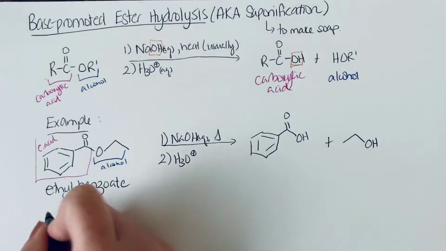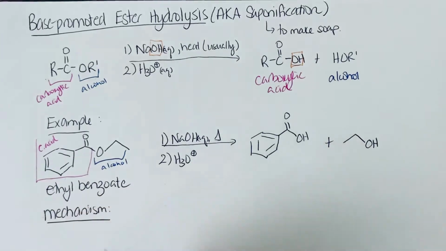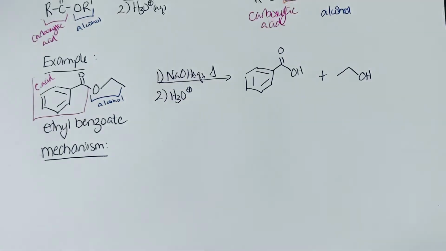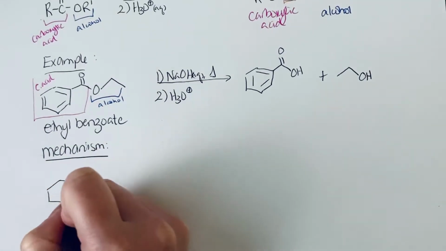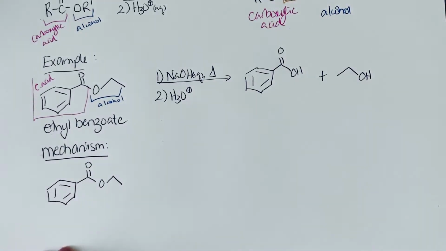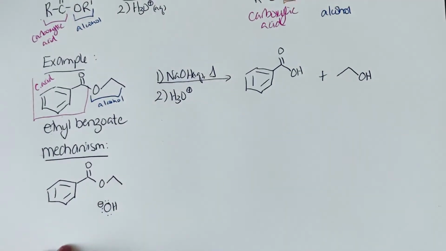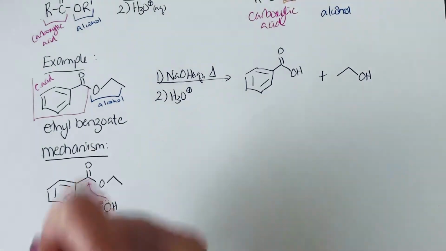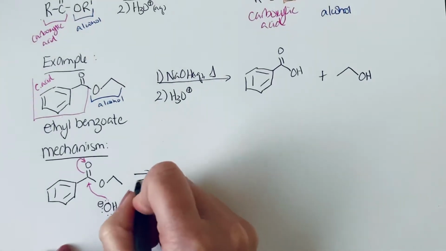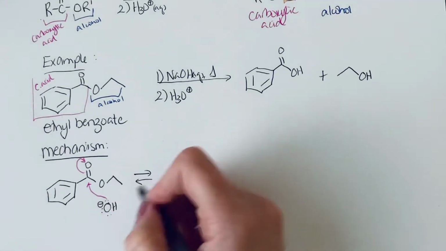So let's take a look at the mechanism for this. Under base promoted conditions, you have a really good nucleophile. The first thing that really good nucleophile is going to do is attack your carbonyl carbon, right? So there is our ethyl benzoate, and our good nucleophile is that hydroxide ion. And that is going to attack the carbonyl carbon, which pushes electrons up onto the carbonyl oxygen. And so this is going to give you a tetrahedral intermediate, and we're saying this is reversible because it is. It could easily go backwards.